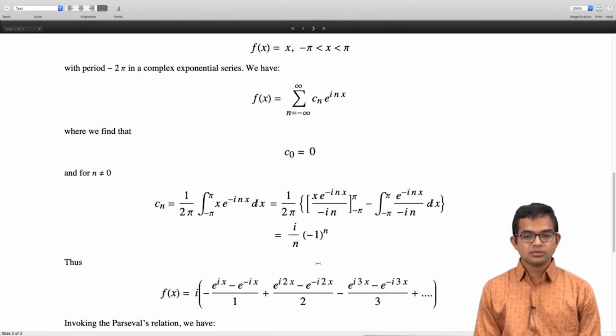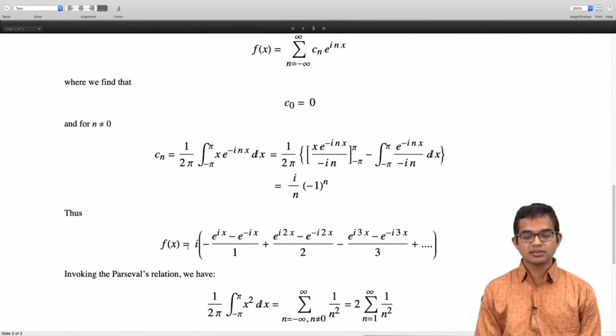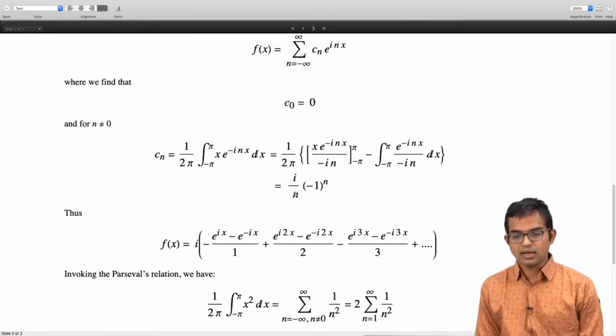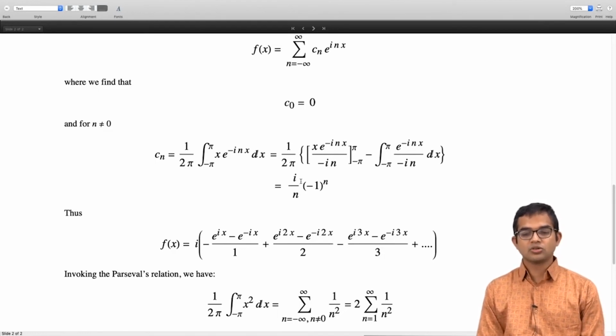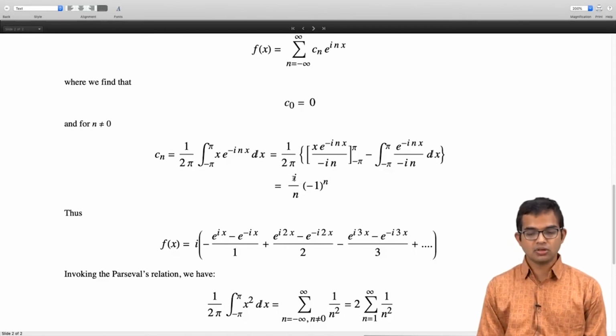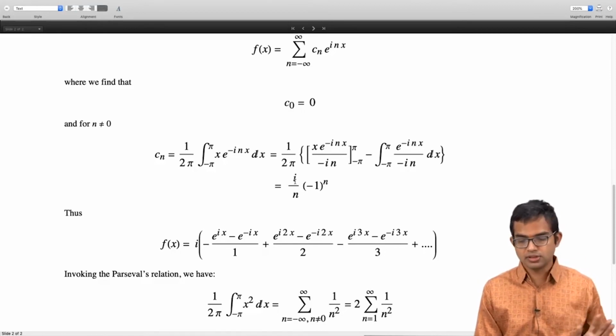Now if we bring in Parseval's relation, we have to find the integral of f(x) squared dx, divided by 2 pi, over the interval minus pi to pi. Here f(x) is the same as x, so it's x squared dx, and this equals the summation over all n from minus infinity to plus infinity, except n equal to 0, of mod Cn squared. We see that Cn is i over n times minus 1 to the n, so mod Cn squared is just 1 over n squared. The i doesn't contribute, mod of i squared just becomes 1, and minus 1 to the n, squared, again becomes 1.